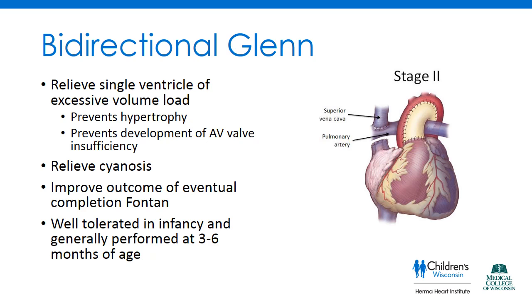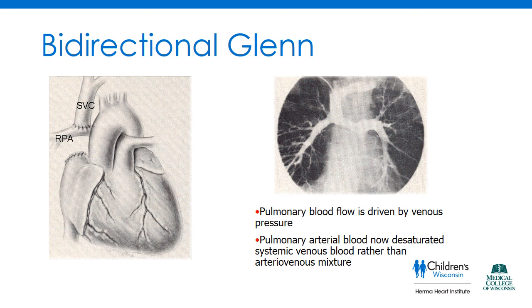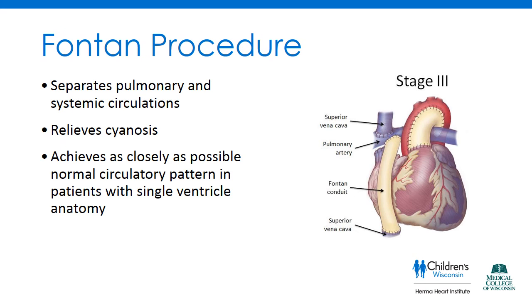The bidirectional Glenn and subsequently the Fontan: the Glenn takes the SVC and attaches it directly to the pulmonary arteries, so the right ventricle does not have to pump to the pulmonary arteries. It can just pump out to the systemic circulation. And then the Fontan connects the IVC to the pulmonary arteries. So now both the SVC and IVC are passively draining to the pulmonary arteries.